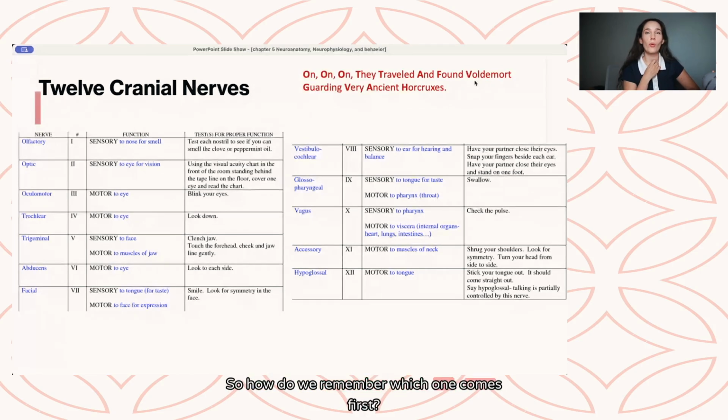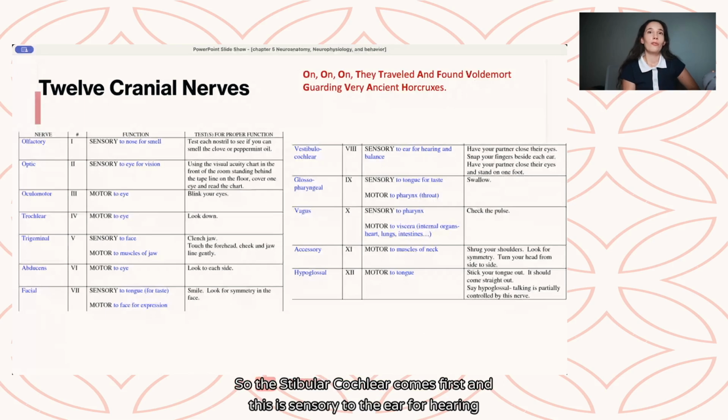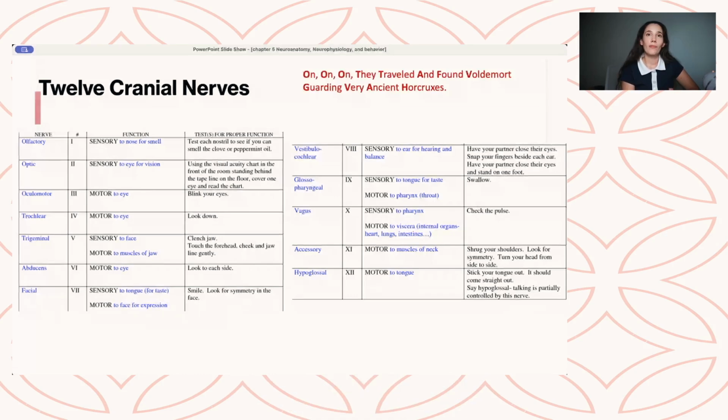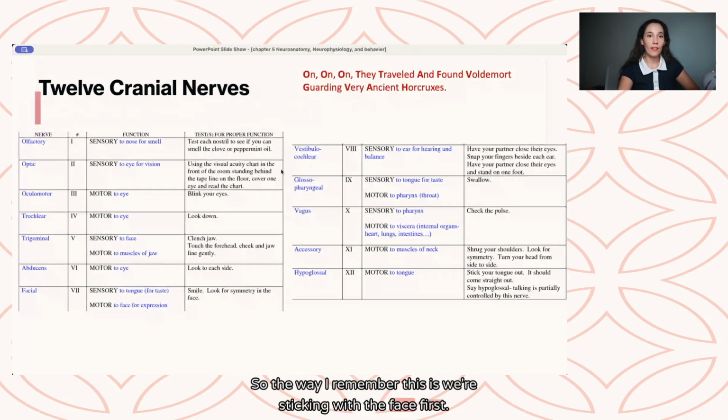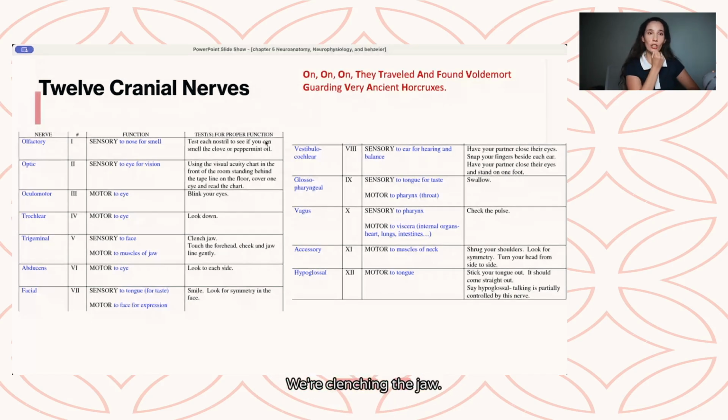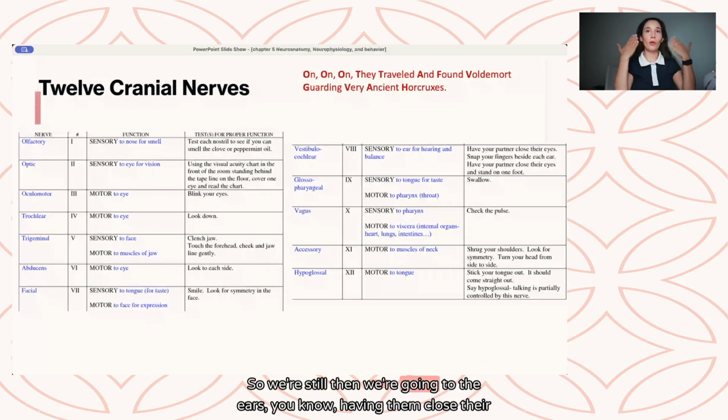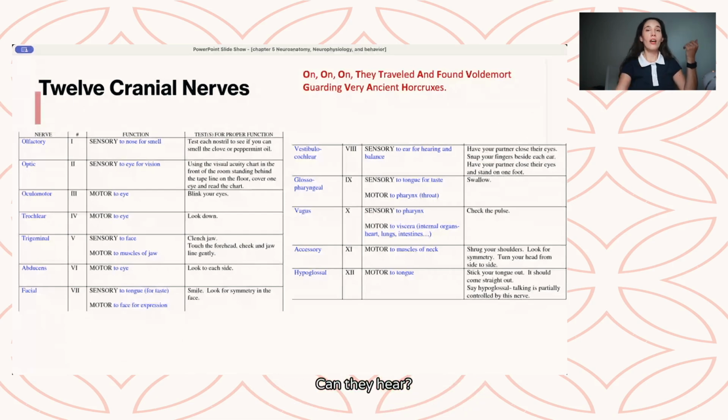How do we remember which one comes first? The vestibulocochlear comes first, and this is sensory to the ear for hearing and balance. Then we have vagus, which is the pulse. The way I remember this is we're sticking with the face first. We're still up here, clenching the jaw, moving our eyes, smiling. Then we're going to the ears, having them close their eyes, snap their fingers. Can they hear? So that is the first V.